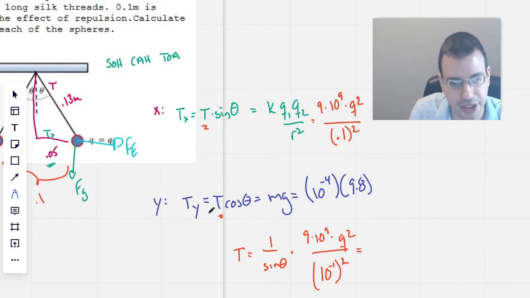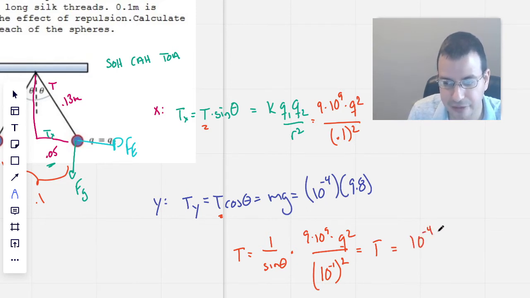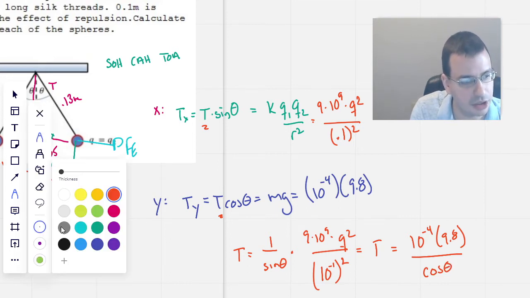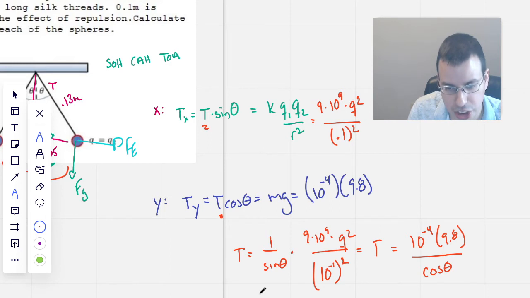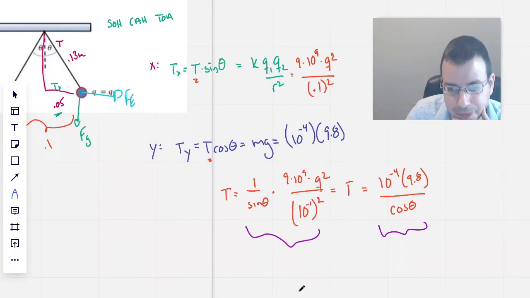Yes. Now I'm going to use this equation down here, which equals t, which is equal to 10 to the negative fourth times 9.8 all over cosine of theta. So now, if you look at this, we have an equation right here with the q being the only unknown, and we have this equation over here. I guess we have theta, but we'll work with that later.